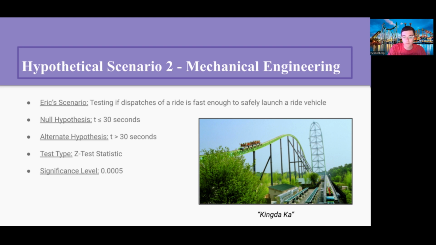If this p-value of the data is less than the p-value of the significance level, then the null hypothesis is not rejected. However, if the p-value is greater, then we reject the null hypothesis, and the dispatch times for the attraction would need to be increased to ensure rider safety.